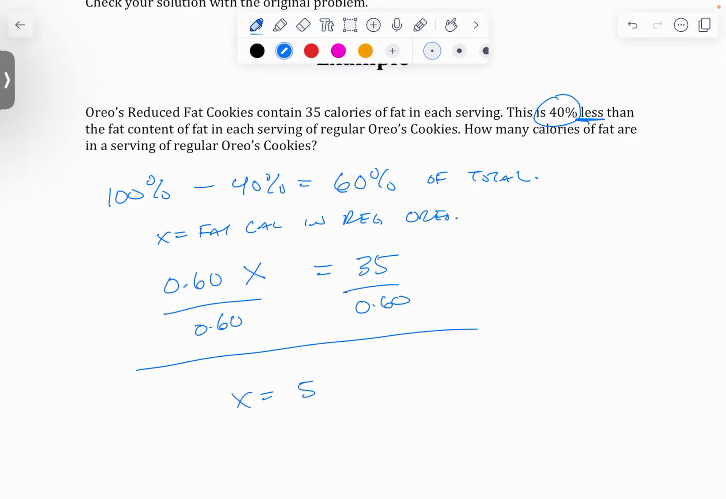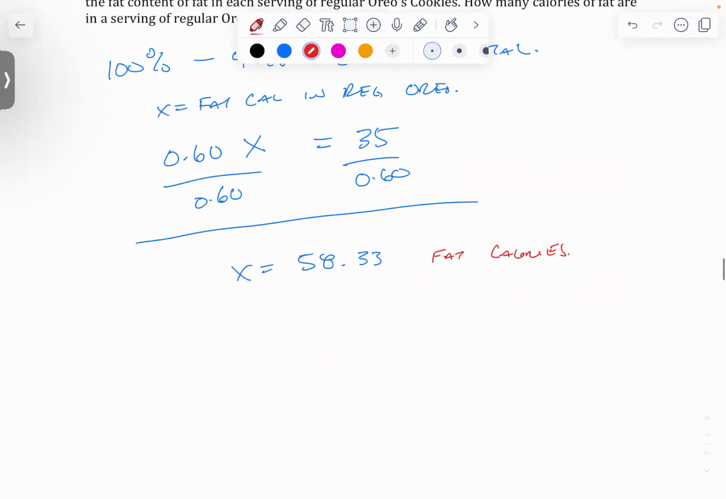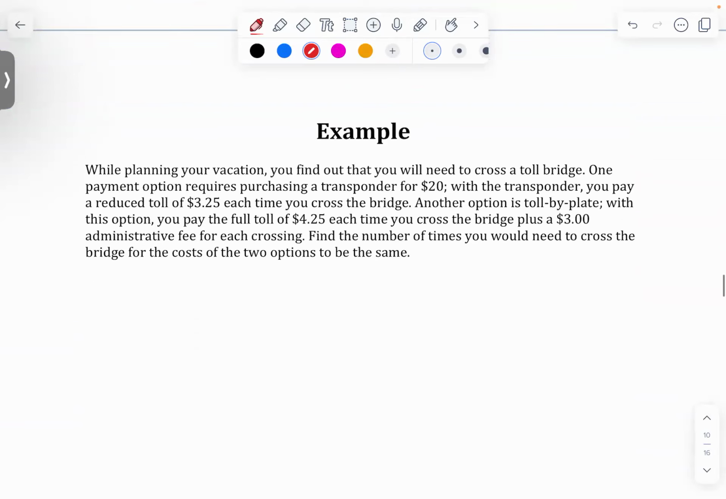Which gives us x equals 58.33 calories. And let's be specific: fat calories. Context is everything.